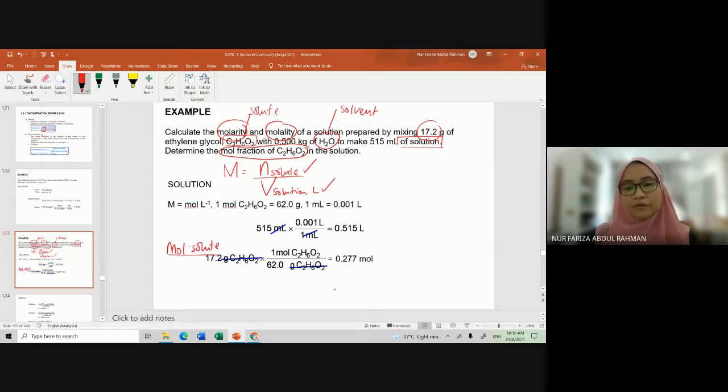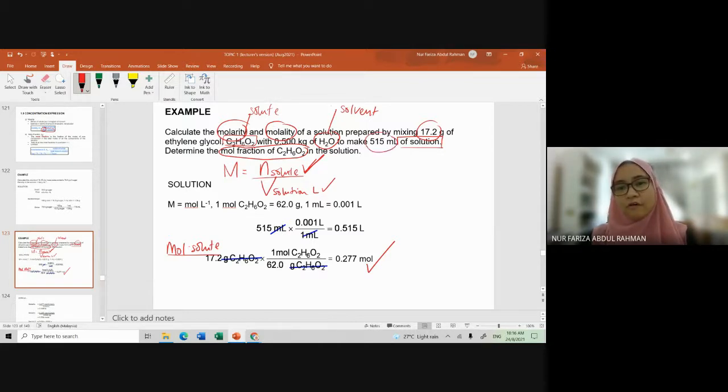Okay, so we got 0.277 mole. Next would be the volume of solution. We have this one ready already. So next will be your volume of solution in liter. We need the volume of the solution.